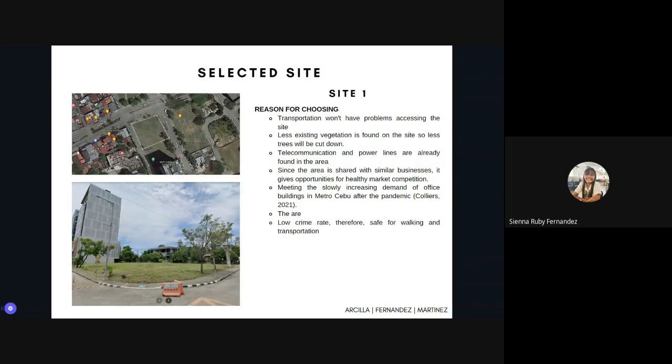Thus, we chose Site 1 as our selected site, since transportation won't have problems accessing the site. Less existing vegetation is found on the site, so fewer trees will be cut down. Telecommunication and power lines are also found in the area, and since the area is shared with similar businesses, it gives opportunities for healthy market competition. It also meets the slowly increasing demand for office buildings in Metro Cebu after the pandemic, as noted by Colliers in 2021. There is also a low crime rate, therefore it is safe for walking and for transportation. So that is all for our presentation, sir.